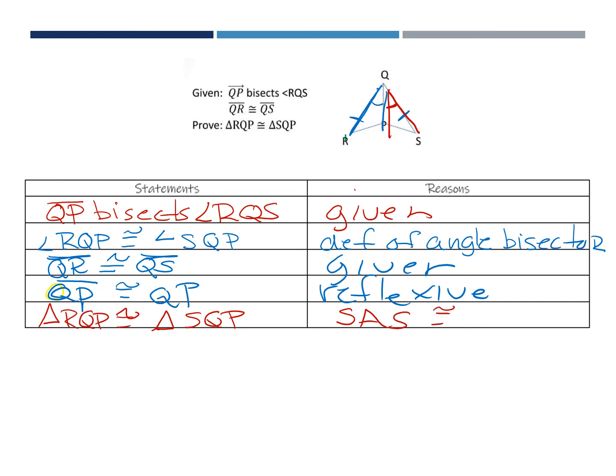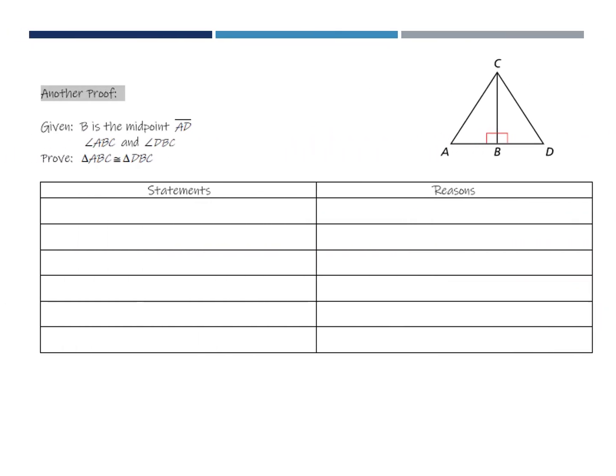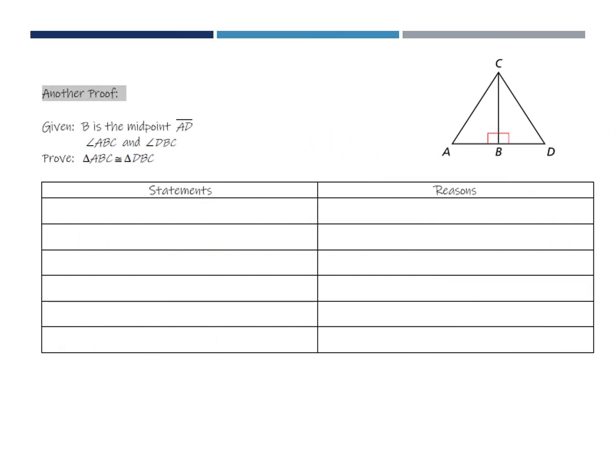Okay. All right, so notice I just took it step by step, thought about what do I need. Right now, all you're going to need is a side and an angle and a side, and that angle has to be included. Okay, so here's another proof. I've got B is the midpoint of AD, so here's B, it's the midpoint of this whole side. And then I've got angle ABC and DBC are right angles according to the diagram.